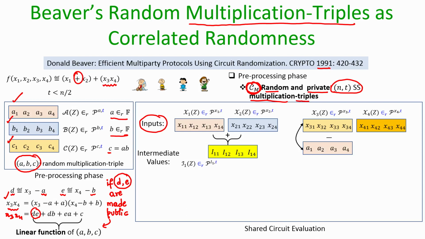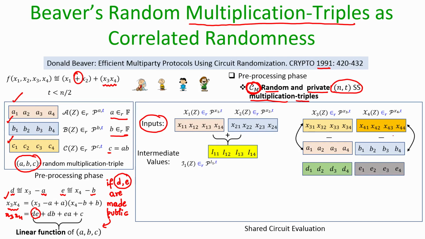How do we make D and E public? Well, D is the difference of x3 and A. x3 right now is available in a secret shared fashion, A is also available in a secret shared fashion. So, parties can first compute the secret sharing of x3 minus A by locally subtracting the shares of A from the shares of x3, and then they will obtain a secret sharing of D. Right now, no communication has happened. In the same way, parties can locally compute a secret sharing of E, and now they can exchange shares of D and E among themselves and make D and E public.